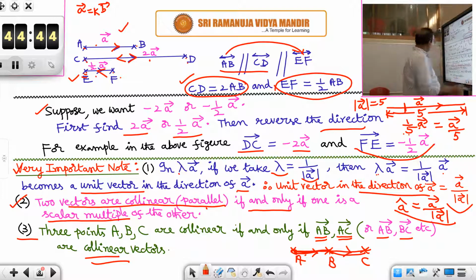So, to check whether 3 points ABC are collinear, just check whether AB bar and AC bar are collinear vectors or not. That's all. If they are collinear vectors, then ABC points are collinear. If they are not collinear vectors, then the points ABC are not collinear.